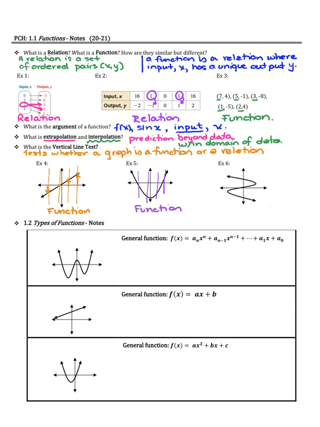As opposed to over here, if I do this, notice this particular x value is corresponding to 3 different y values. That means that's a relation. It's not a function. Okay? So that was it for 1-1.